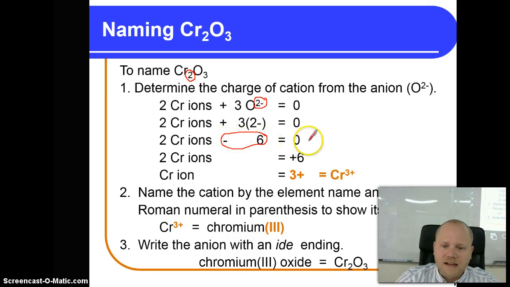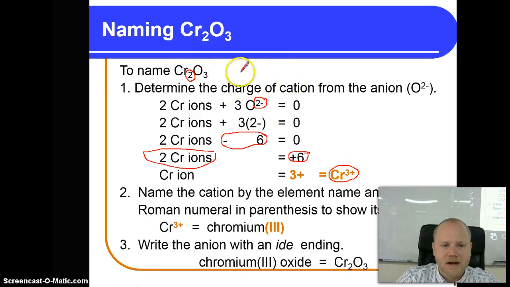So just like an algebraic equation, we can remove the -6 from this side by adding 6 to both sides. So we get 2 chromium ions equals +6. Do the same thing we do for an algebraic equation, divide by 2 on both sides, and we get 1 chromium ion equals +3. So that tells us that our chromium ion is chromium 3.